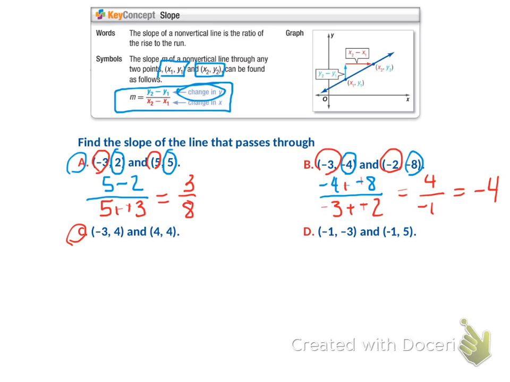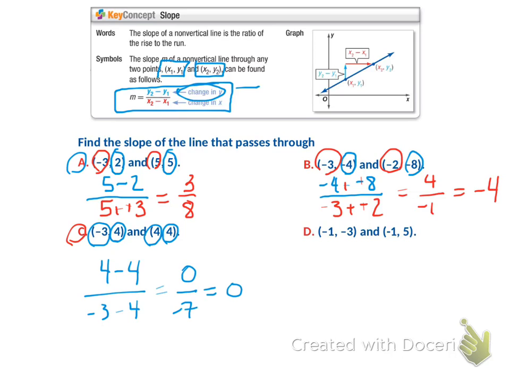Subtract the x. Not the x. Changing the y goes on top. Subtract the y values, 4 minus 4 over, subtract the x values, negative 3 minus 4. That gives me 0 over negative 7, which simplifies to 0. That's 0 slope.